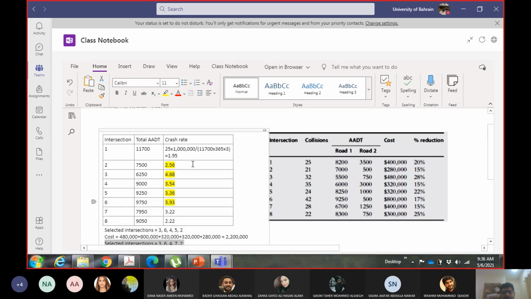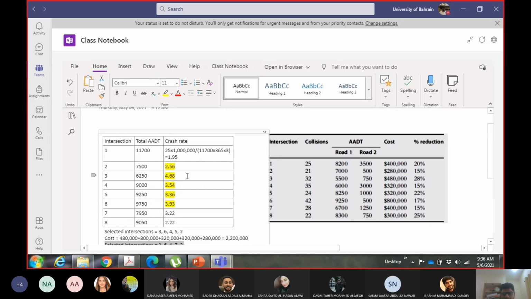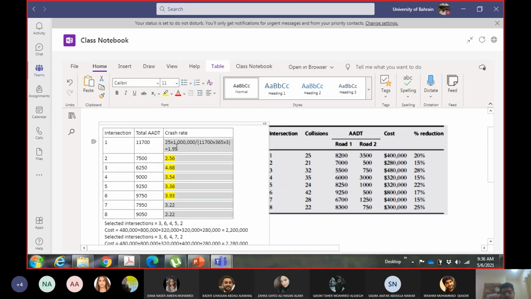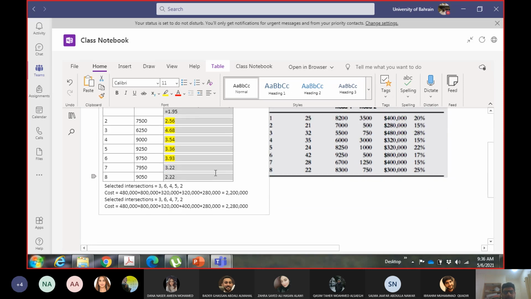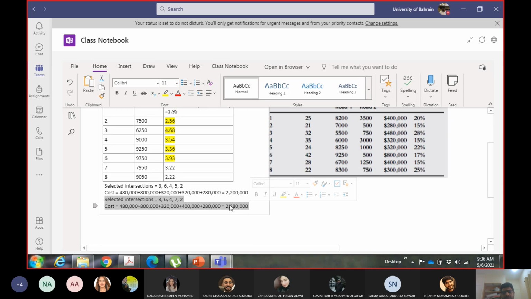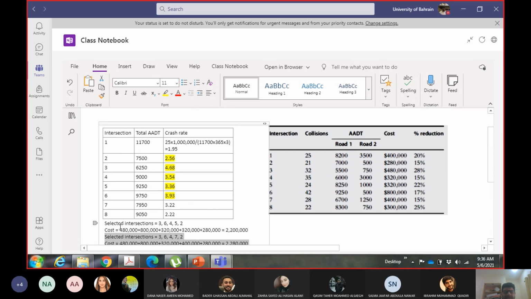My advice is that first of all you arrange the sites according to their crash rate, so you are going in an order and you don't have to worry about whether you are missing any site or not. So this is one way of doing it. Select the combination of intersections which gives you the closest to the available budget. And this is another combination.